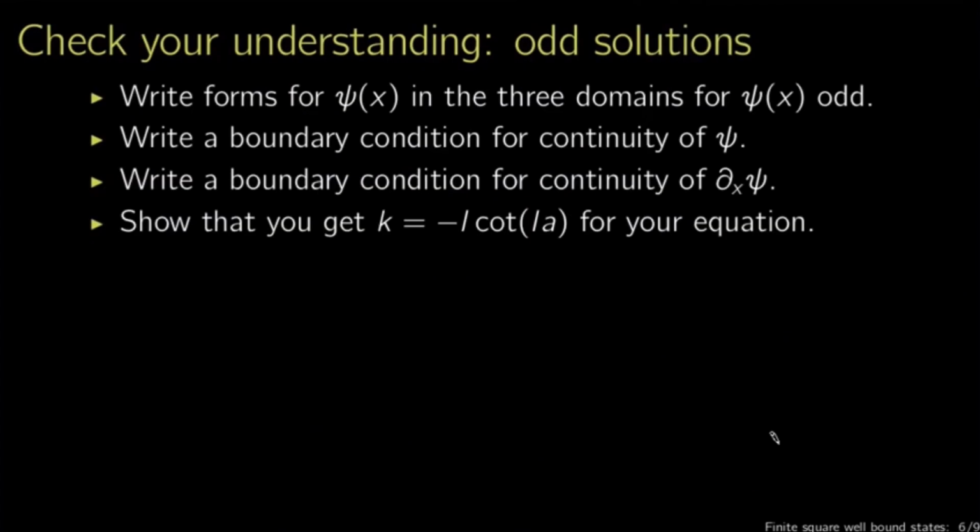First of all, to check your understanding, I want you to work through the steps that lead to solutions for odd psi of x. If psi of x is odd, you can go through exactly the same reasoning that we went through over the last two slides to figure out what the odd solutions look like, what the constants have to be in our general solutions to enforce that psi is odd, and what the boundary conditions then give us for the continuity of psi and for the continuity of the first derivative of psi. What you should end up with at the end of this is an expression that looks very much like the expression we got on the last slide.